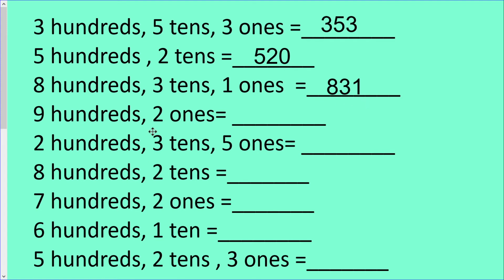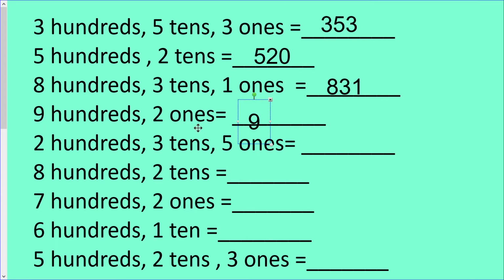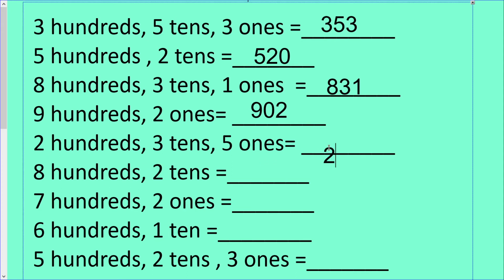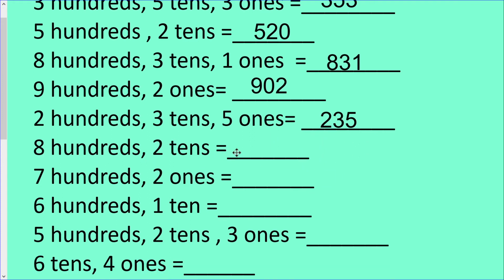900, 2 ones. How am I going to write this one? Well, I know what goes in the hundreds place. I know what goes in the ones place. What about your tens? How many tens do we have? 0. Say that number. 902. All right, 2 hundreds, 3 tens, 5 ones. Say your number, 235.